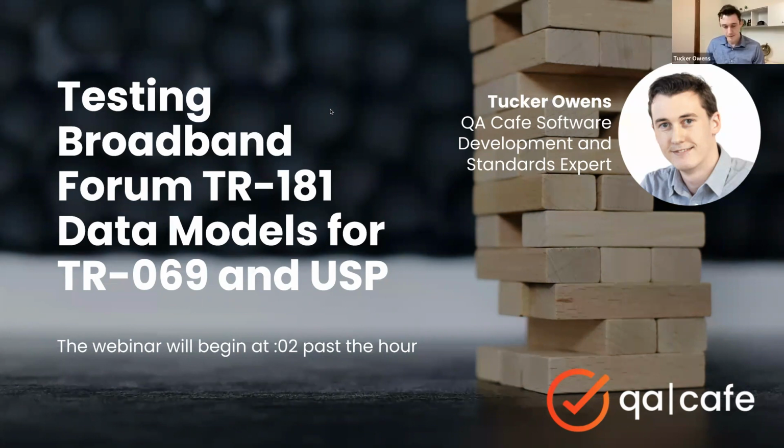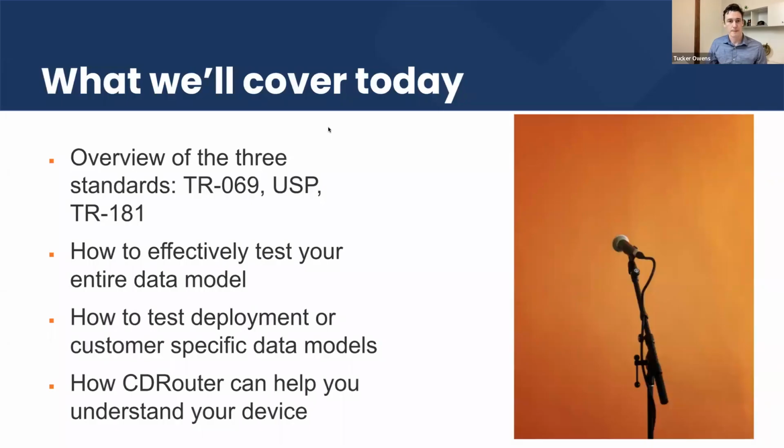Okay. Thanks, everyone. Let's get started here. So today we're going to talk about TR-181, the data model, both for TR-69 and USP. So basically, we're going to cover a little overview of TR-69, touch on USP a bit, and then the data model itself, and in particular, how to effectively test that data model, even if it's customized, or what you can do to get the most out of your testing when it comes to your device, and how you can use CDRouter to do the most in that department.